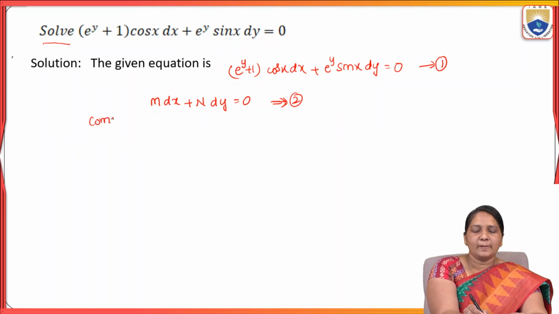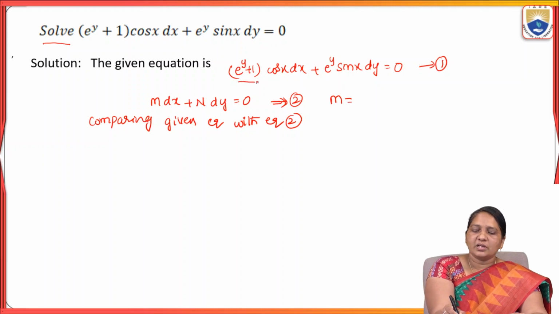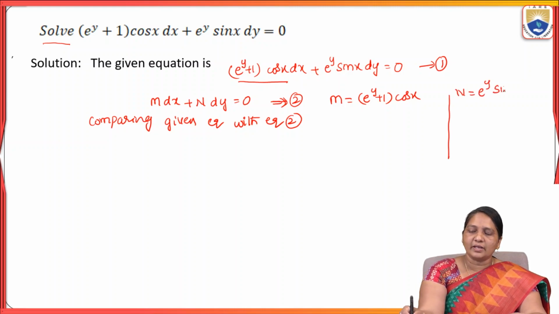Comparing the given equation with equation 2, by observing, what is the M value? Here (e^y + 1) cos x dx, that means the M value is (e^y + 1) cos x. And what is the N value? The N value is e^y sin x.